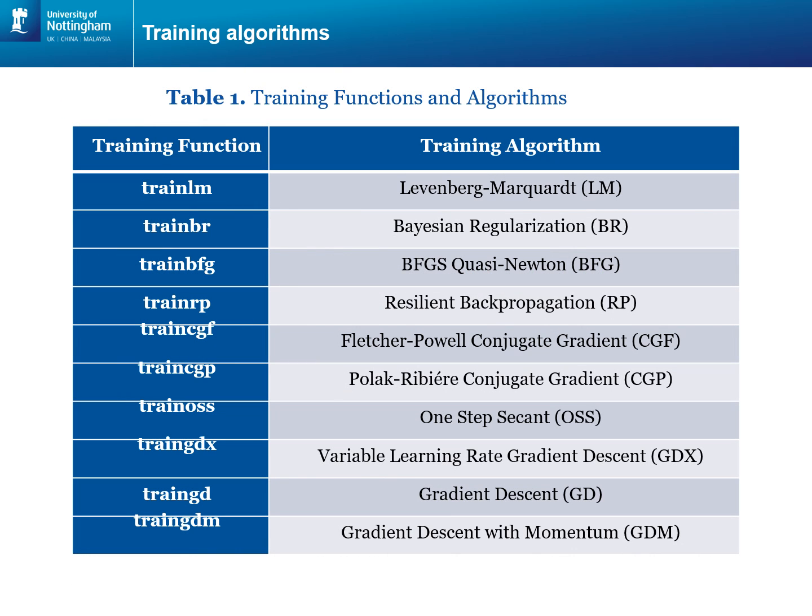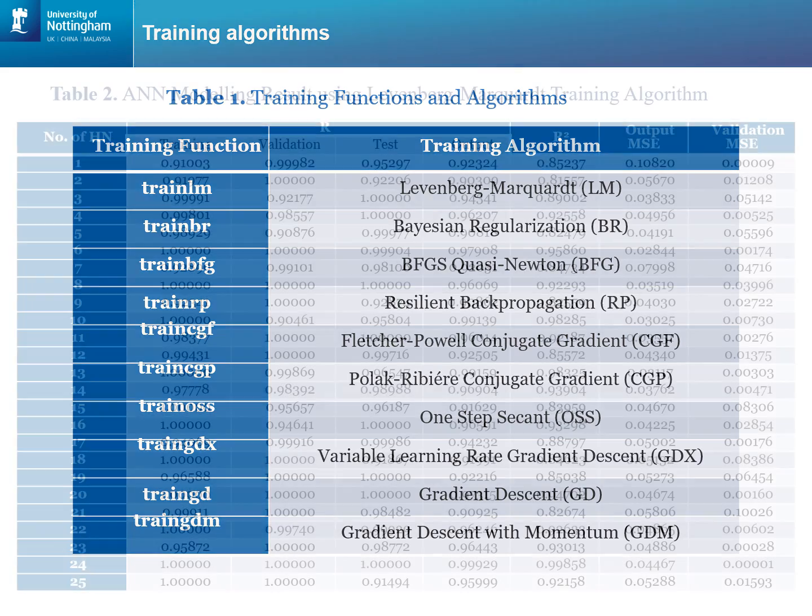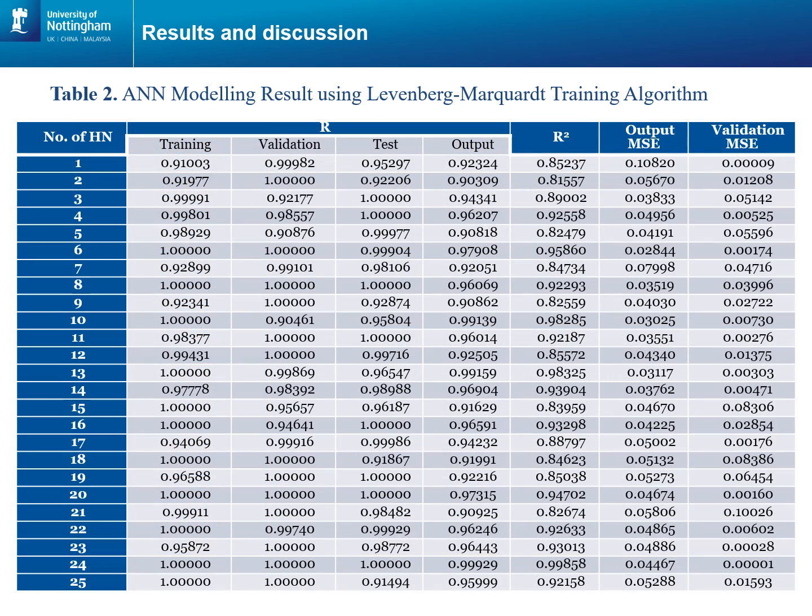10 different training algorithms were used in this particular research, which are mentioned in the slides, and all these 10 training algorithms were used to determine the most suitable training algorithm that would give us the best results in terms of R square and MSE values. As far as the results go, this result that you see on the screen is the ANN modeling results that are obtained from Levenberg-Marquardt training algorithm.